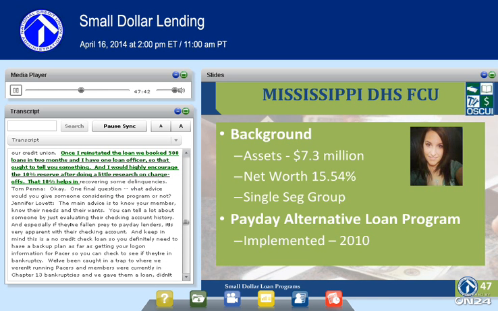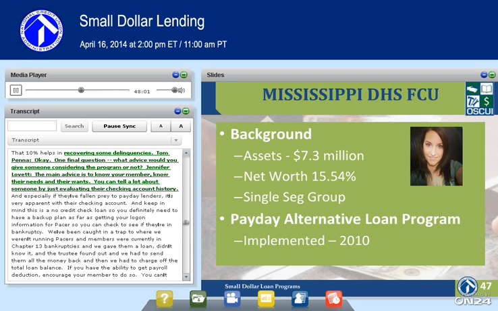Once I reinstated the loan, we booked 500 loans in 2 months, and I have one loan officer. So that ought to tell you something. And I would highly encourage the 10% reserve after doing a little research on charge-offs. That 10% helps in recovering some delinquencies.